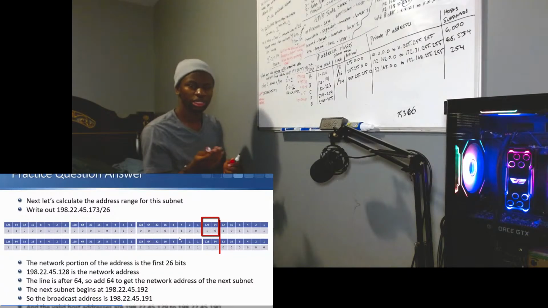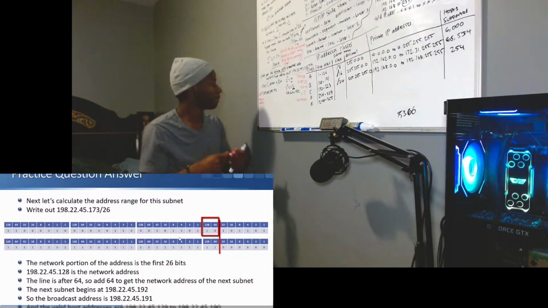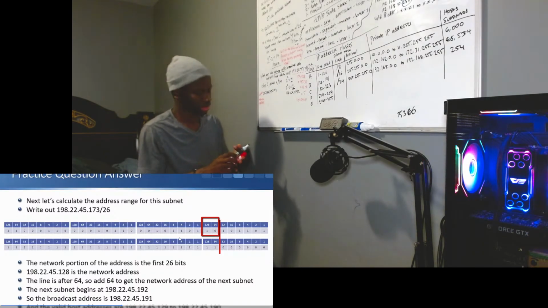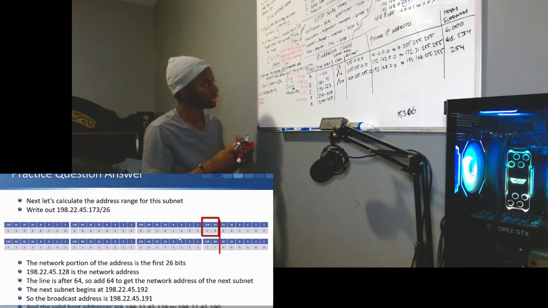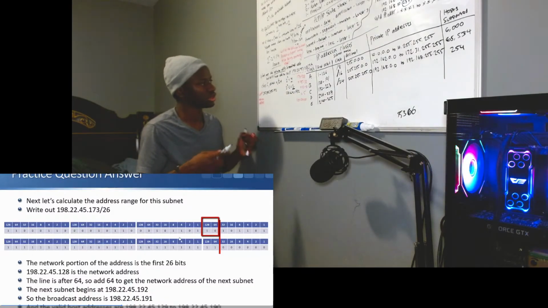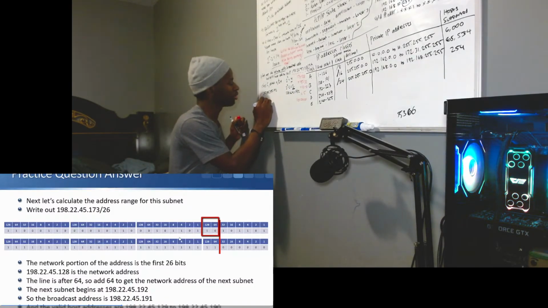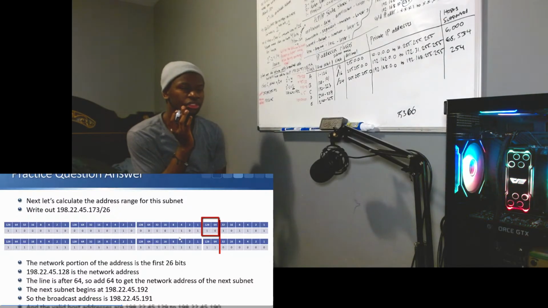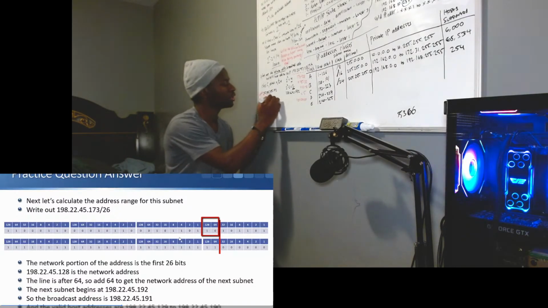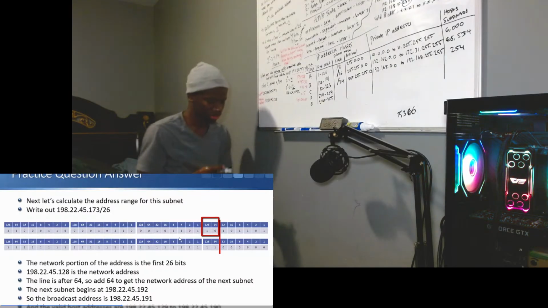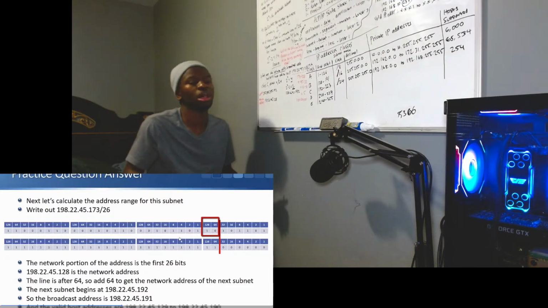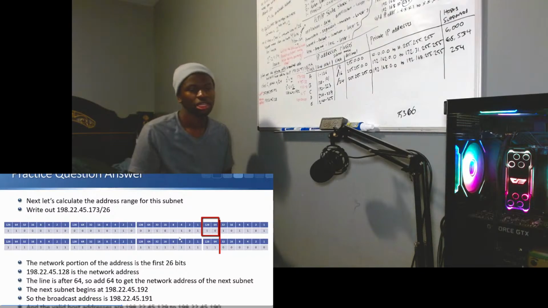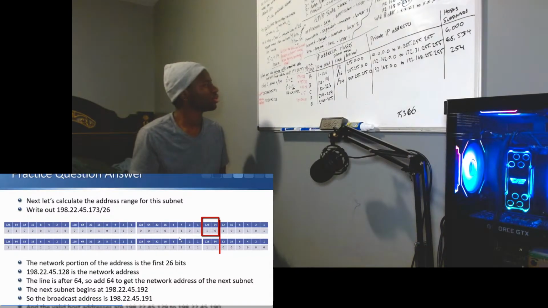So for the network address, it goes the same as the given address that we were given. So like 198.22.45, and the last octet is the different one. It's the different marker, and it's 128. And you ask yourself, how did you get 128? And so that comes from that.